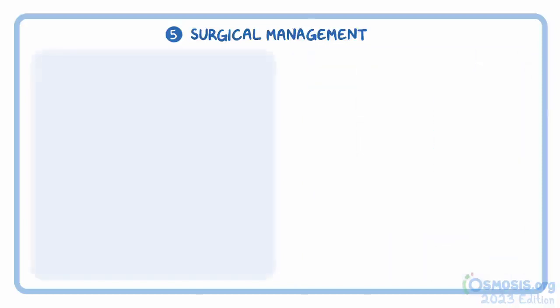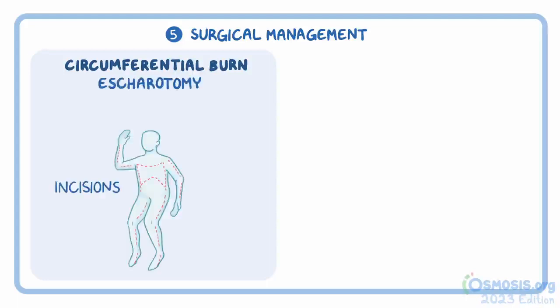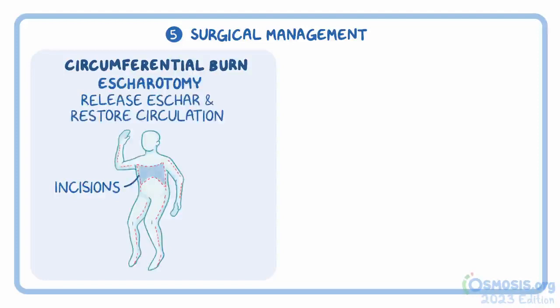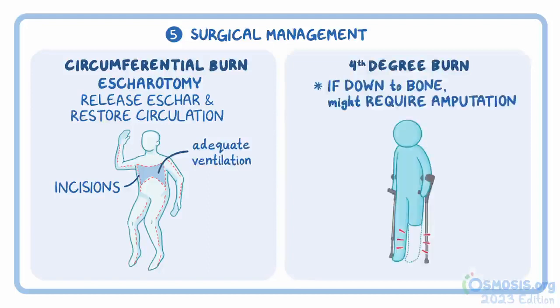Now, if your patient has a circumferential burn, you might need to perform an emergency escharotomy. This involves making an incision through the burnt skin to release the eschar and restore circulation to the area, or in the case of a circumferential chest burn, to allow for adequate ventilation. Finally, fourth-degree burns that extend down to the bone might require amputation of the involved limb.